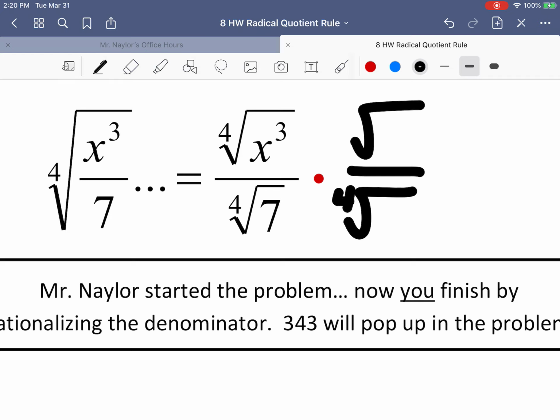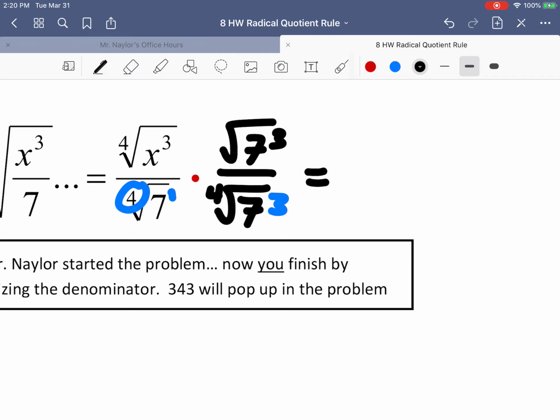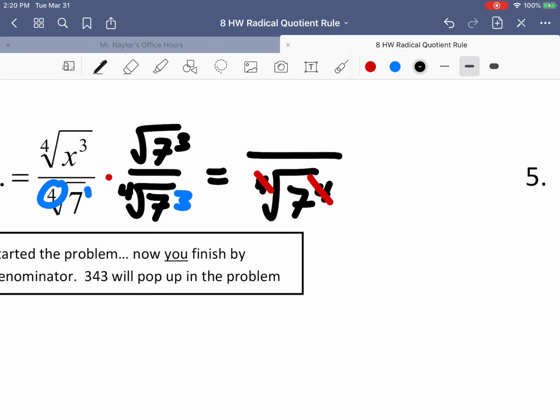Okay, the question again is, how much denominator do I need? Well, I need 4. How much do I have? Well, I have 1. So how much more do I need to multiply by? Well, I hope that you say you have to multiply by 3 more. That is 7 to the third. 7 to the third is what I have to multiply to the top and bottom. Now, when I multiply by 7 to the third, that gives me a total of 7 to the fourth, which was my goal. I want to get those 4s to cancel out. And if you already know that they're going to cancel out to be 7, then just change it to 7.